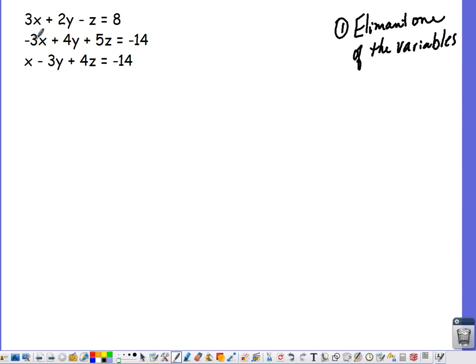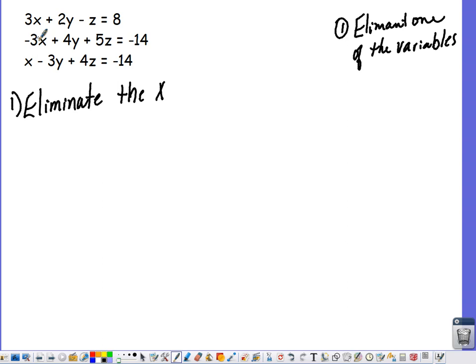So I'm looking at these, and remember, we have to have the same coefficients. I already have a positive 3 and a negative 3. So I'm going to decide to eliminate x. If I eliminate the x, just like we did before, I'm going to add the equations together to get it down so I have only a y and a z left over. I already have the same coefficients and different signs, so I'm going to add the first two equations together.